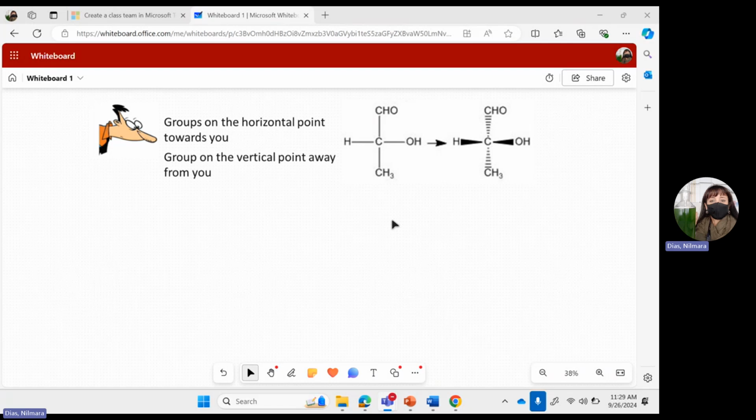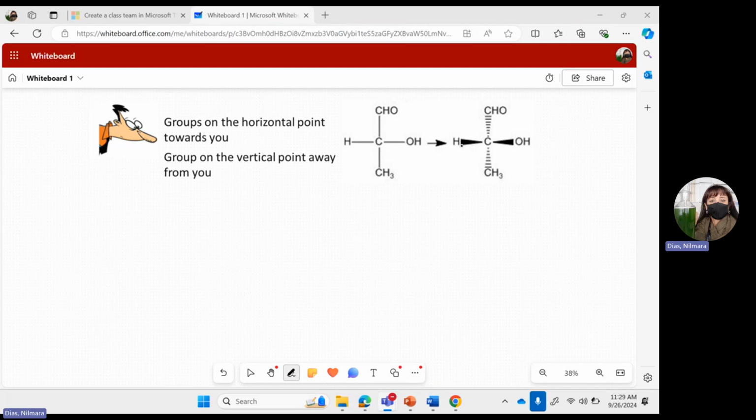You need to check if you have a chiral center, which is a carbon bonded with four different groups. That means you cannot have two hydrogens, or two hydroxyls, or two carbonyls. So no, you need four different groups, okay?